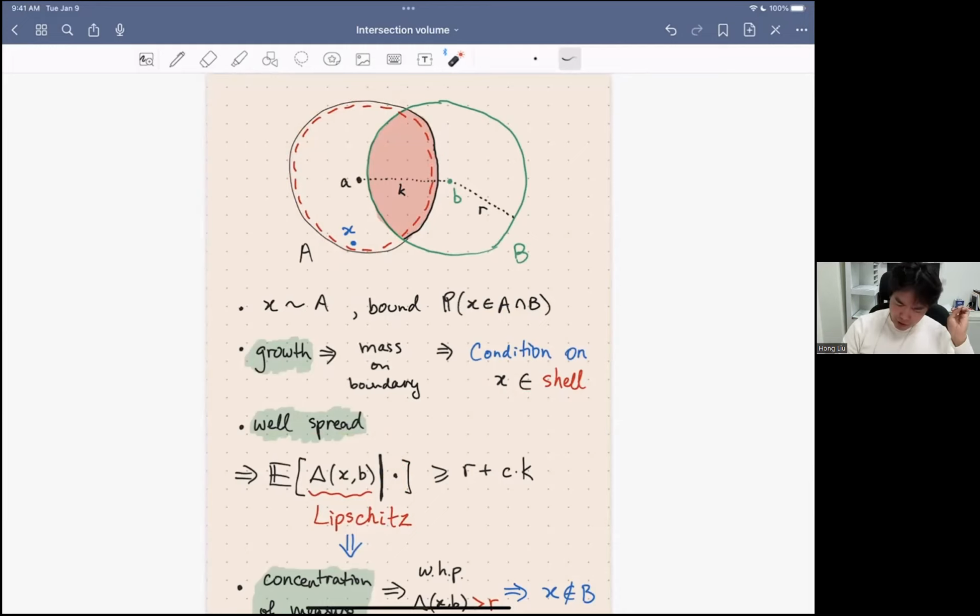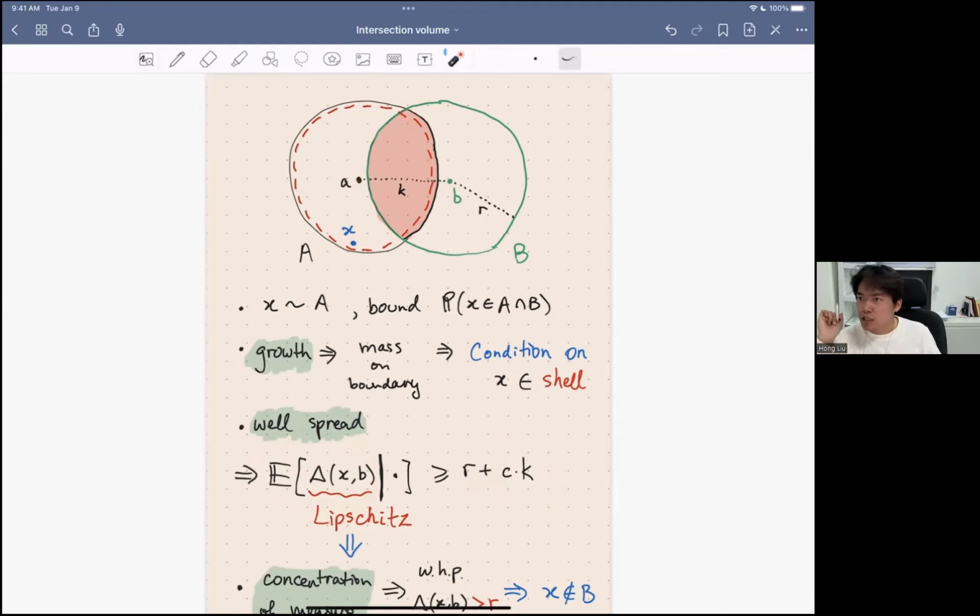This well-spreadness condition says, if you look at this random variable, which is the Hamming distance of this randomly sampled point X on the shell of A to B, the center of the other ball, we want to require that the expectation of this random variable is bounded away from the radius R by an additive term that's linear in K, which is the distance between A and B.